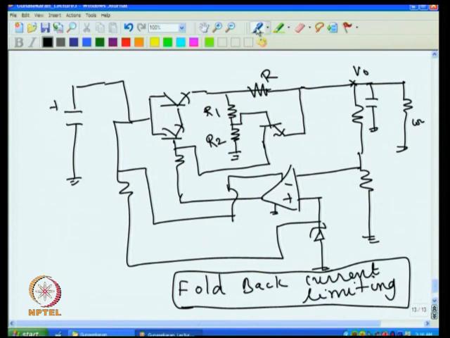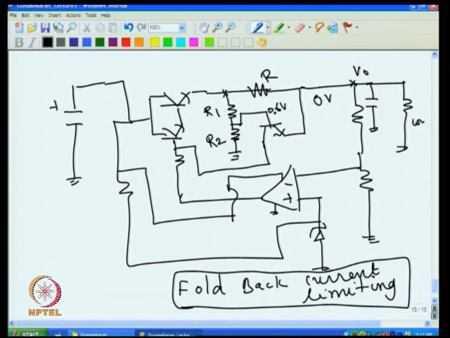Under short circuit condition this voltage becomes 0. That means current limiting will take place once this voltage goes to 0.6 volt, because this is under short circuit, this is 0 volt. So obviously once it goes to 0.6 the current limiting should take place. So for this to become 0.6, obviously this has to go more than 0.6, because whatever voltage is here it is divided between these two, and only that voltage appears here. That means this has to go more than 0.6.